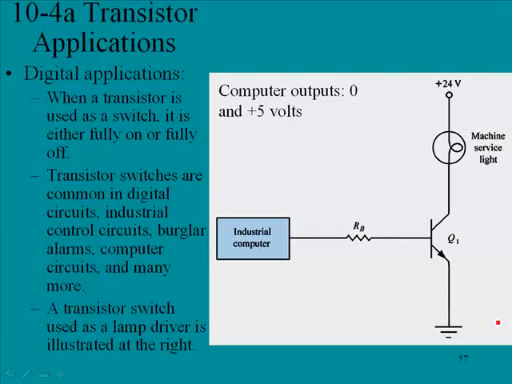First of all, digital applications. When a transistor is used as a switch, it is either fully on or fully off. Transistor switches are common in digital circuits, industrial control circuits, burglar alarms, computer circuits, and many more. A transistor switch used as a lamp driver is illustrated at the right.